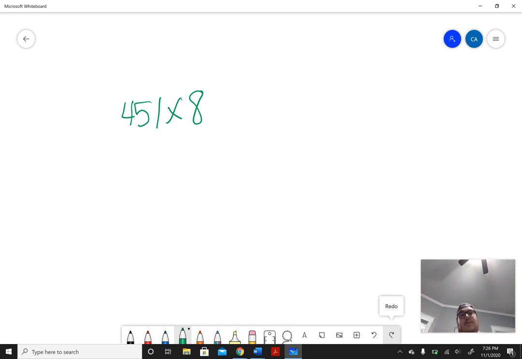Okay, so by now we are pros at using multiples of 10, right? 10s, 20s, 30s when we're multiplying, I hope. So let's look at this number 451 and make it into multiples of 10. Okay, this 4 is in the hundreds place, which means it's the same thing as 400.